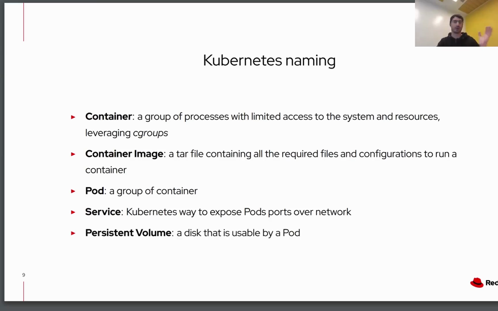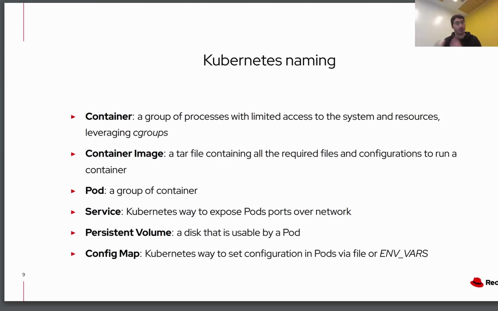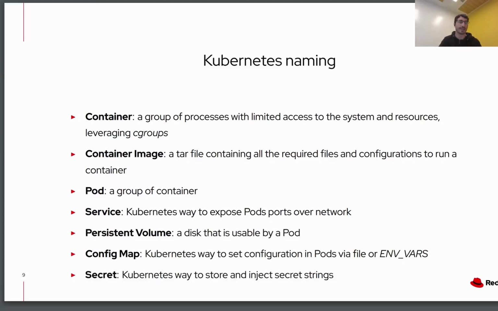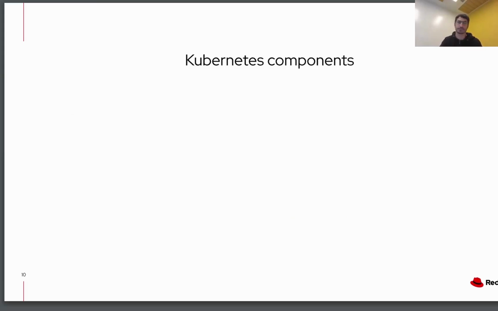Also, there is the persistent volume. Here is going back to that point about the storage and the fact that Kubernetes is going to provide you the storage primitives to be able to create stateful applications. Config maps is the way Kubernetes handles configurations, and secrets is the way Kubernetes handles secrets that we discussed.